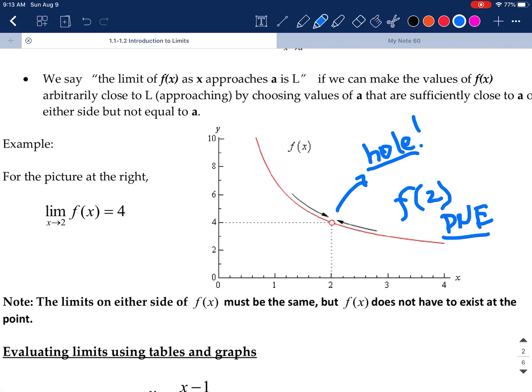So that's the key, is that we're describing all the values around x equals 2. And in particular, we want to get as close as possible. Right? So the goal is always to get as close as we possibly can. And one note is the limits on either side have to be the same. But again, the function doesn't have to exist at that point.